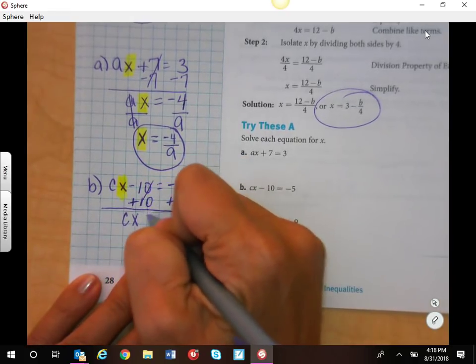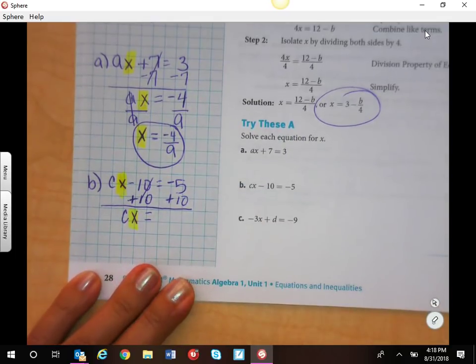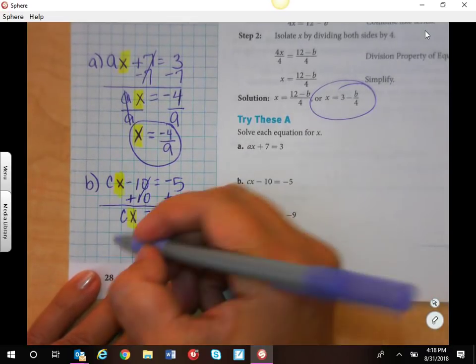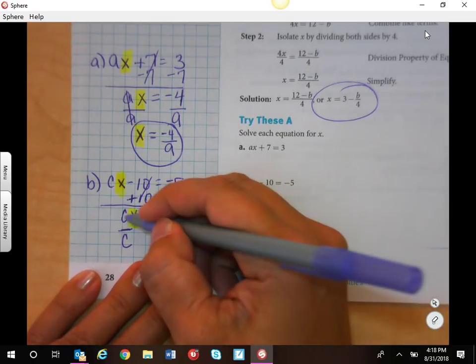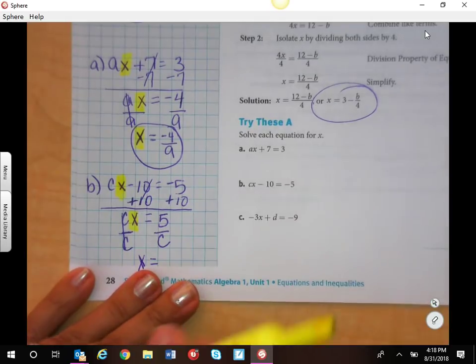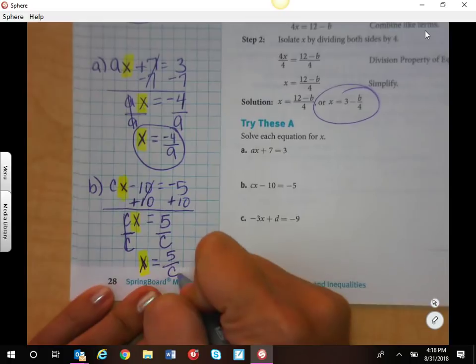Cx equals negative 5 plus 10, which is positive 5. And now we're multiplying by c, so the inverse is to divide by c. C divided by c is 1x equals, we can't do anything with 5 over c, so we're going to leave it.